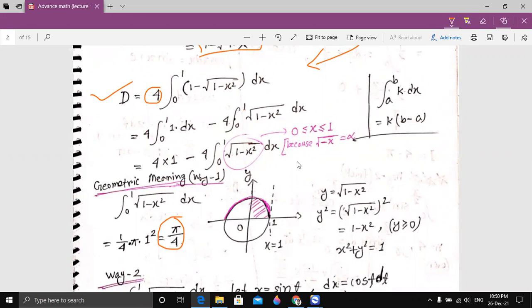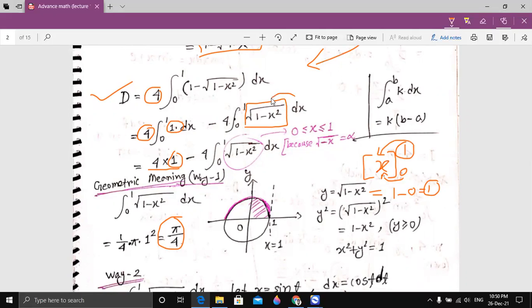So integration of 0 to 1 of 1 dx. Integration of 1 is x, from 0 to 1. So you can see we have to plug in the upper limit and lower limit. So this is 1 minus 0, that means 1, right? So this 1 is here, and we have 4 here. So 4 into 1, that means 4, minus integration of 0 to 1 root over 1 minus x squared dx.